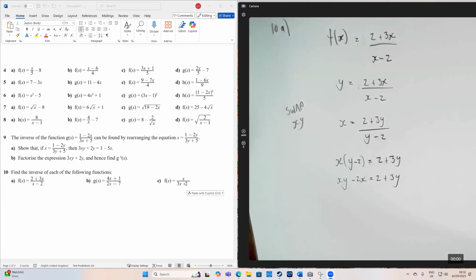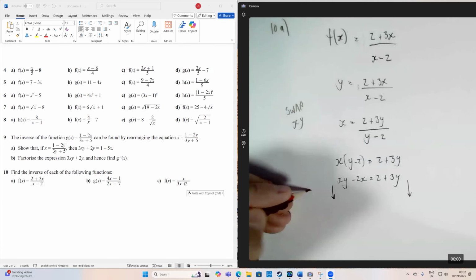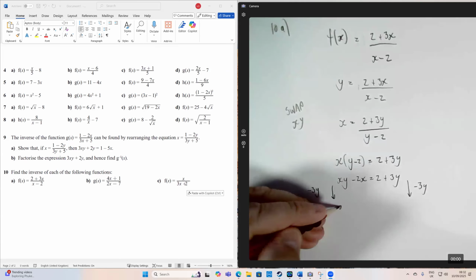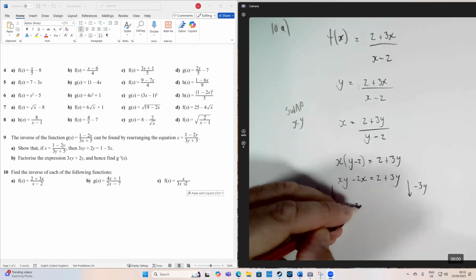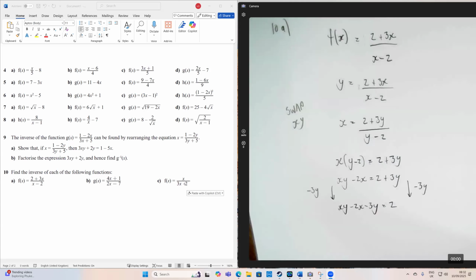Now we're trying to get y to be the subject. So what we need to do is get everything that has a y in over on one side. I'm going to get everything with a y over to the left-hand side, and everything that's just got an x in, I'm going to get over to the right-hand side. So let's do this one. I'm going to put arrows to show you what I'm doing. I'm going to take away 3y off both sides. So I get xy minus 2x minus 3y is equal to 2. All that's happened here is that's gone over to the left-hand side.